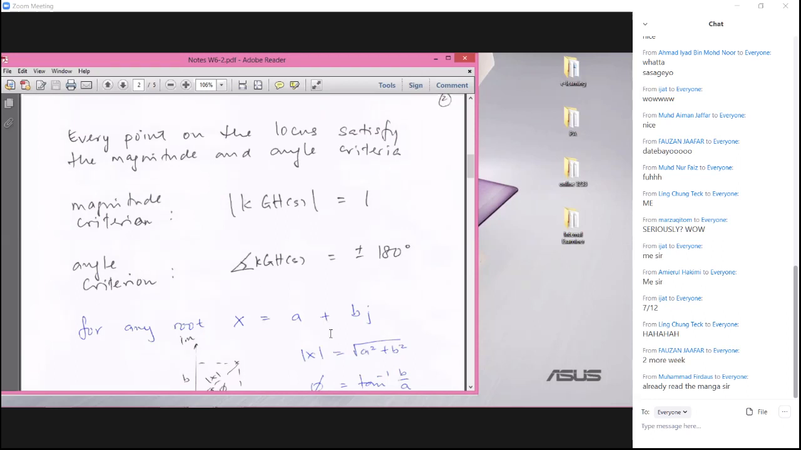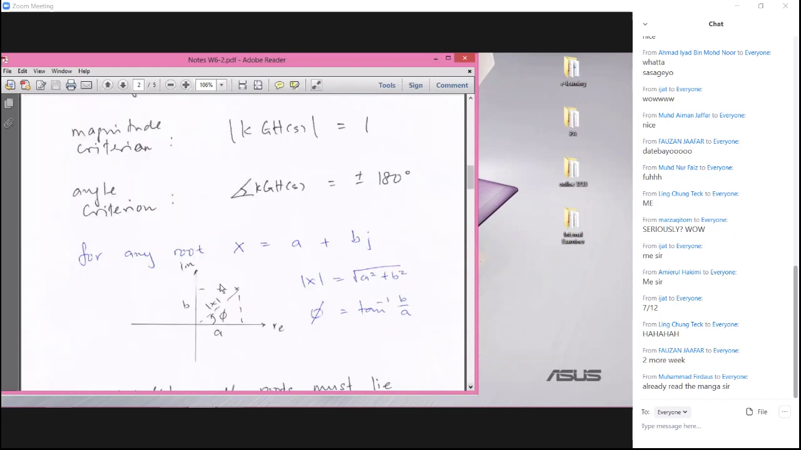Now, let me refresh you a little bit about complex numbers. A complex number consists of the real part, a, plus the imaginary part, b. A is the real part, b is the imaginary part. Graphically, you can present this as a point x. The magnitude is the distance from the origin to the point.